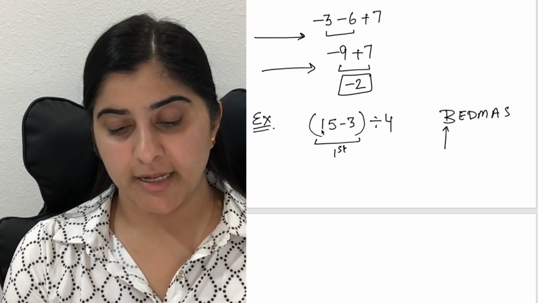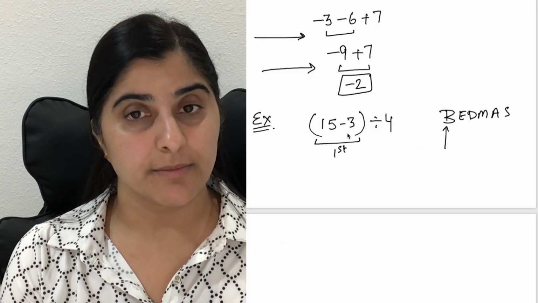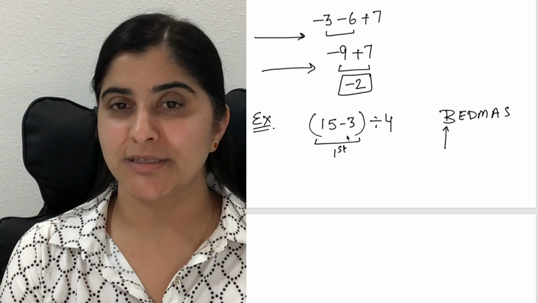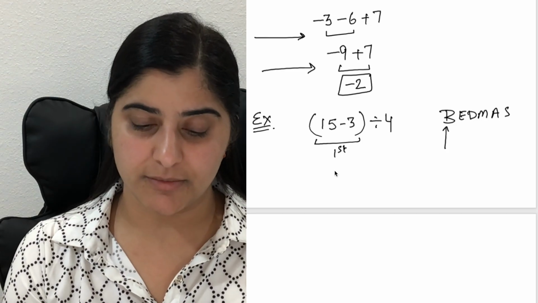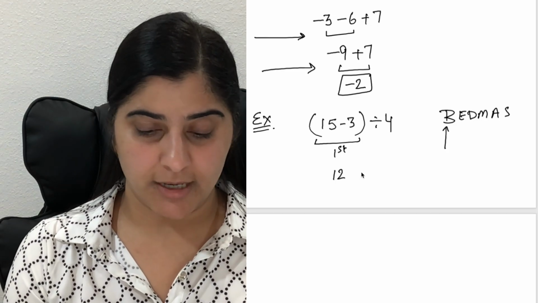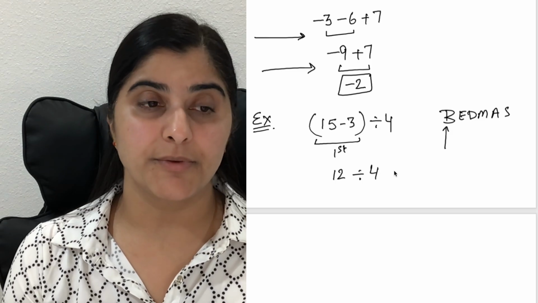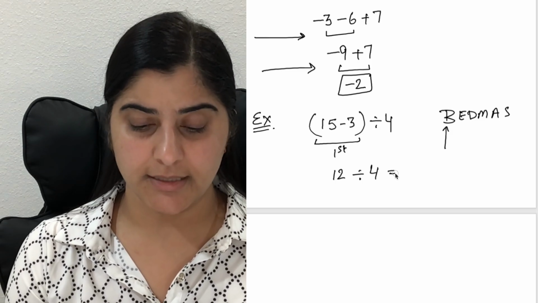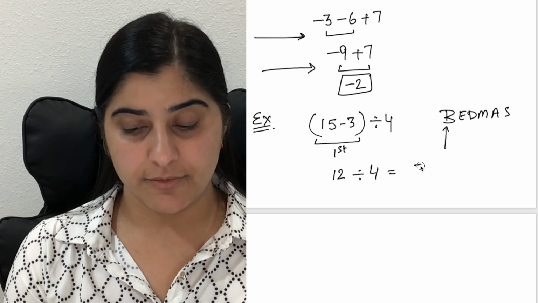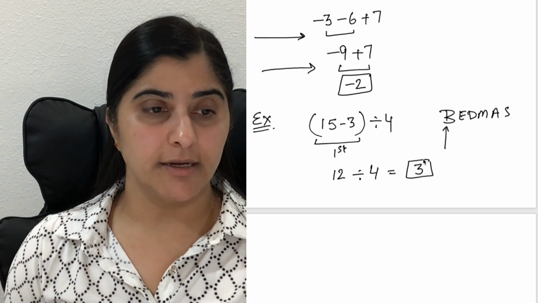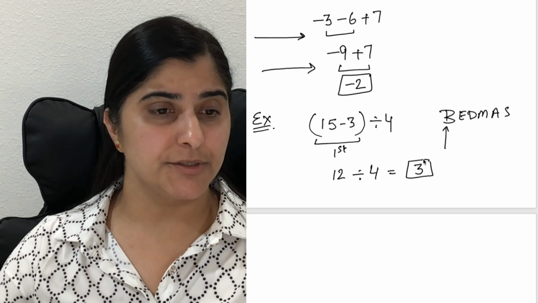So what is in the bracket? 15 minus 3. Can you simplify this? There is only one operation, subtraction, so just do the subtraction. It is 12. And then we have divide by 4. Now there is only one operation, division. Let's perform that. 12 divided by 4 is equal to 3, and we are done. This is our solution.